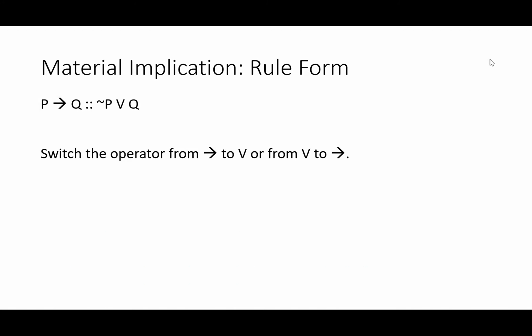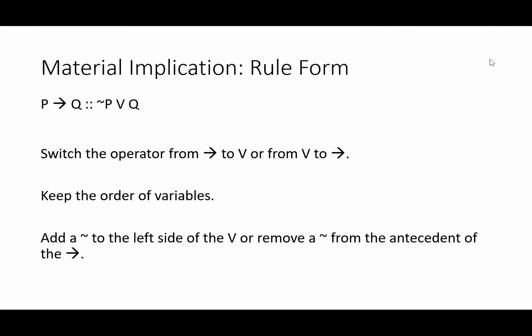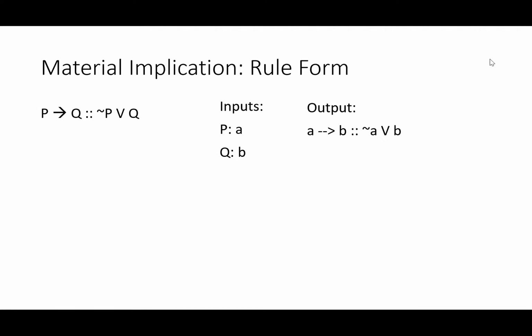To use this rule, switch the operator from conditional to disjunction, or from disjunction to conditional. Keep the order of the variables, and add a negation to the left side of the V, or remove a negation from the antecedent of the conditional. You'll have to use double negation to go from either P or Q to not P or Q if you want to get to if not P, then Q.